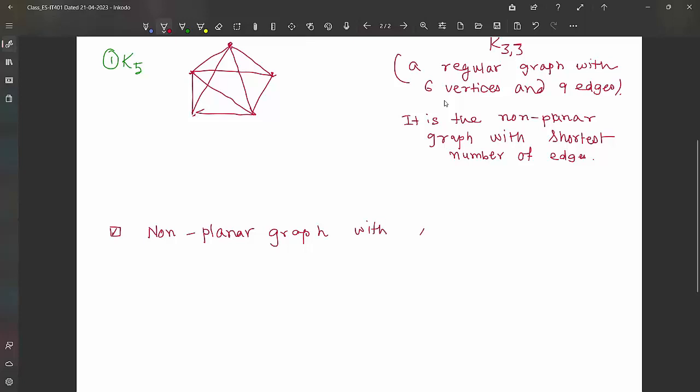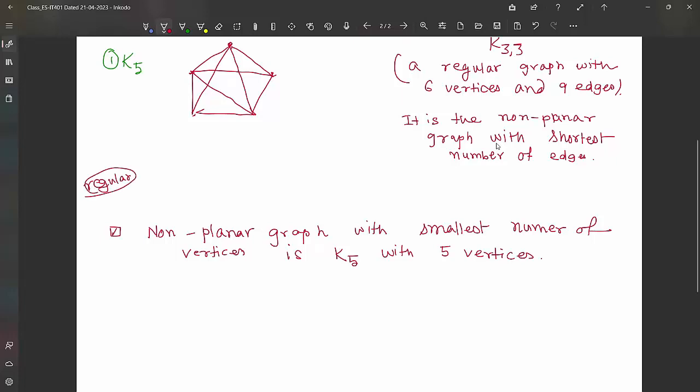with the smallest number of vertices is K5, with 5 vertices. This is the first. So K5 is it, and obviously these are all regular types of graph. That means the degree of the vertices will be the same, and these are simple graphs. That means no loops and no parallel edges are there.